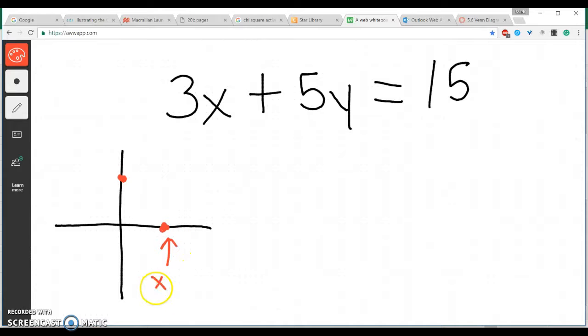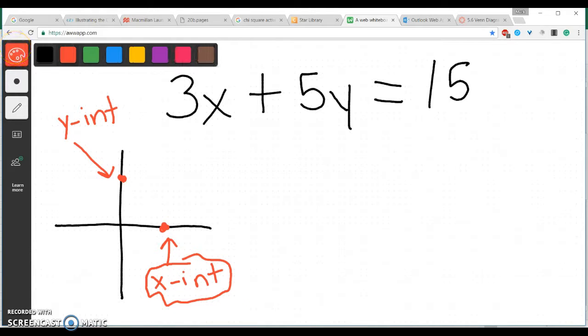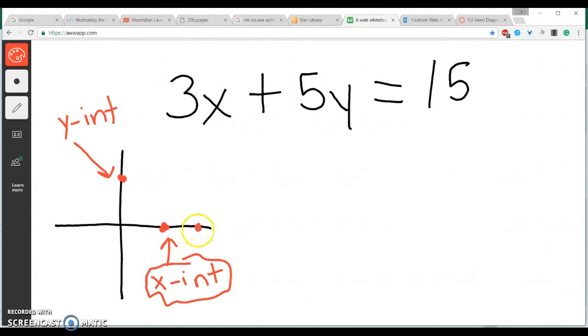This we would call the x-intercept, and this we would call the y-intercept, because this thing is on the y-axis and this thing over here is on the x-axis.